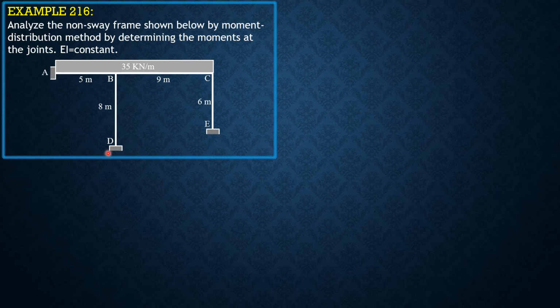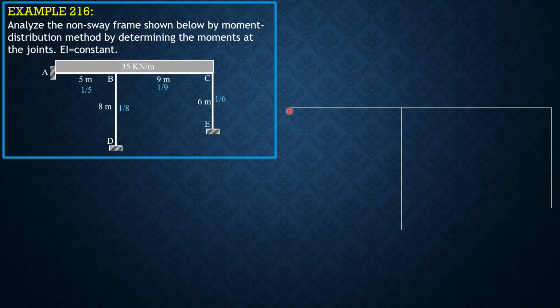So for this frame, the relative stiffness of AB is 1 over 5, because we expect moments at A and B. For BC, it's 1 over 9. For BD, it's 1 over 8. And 1 over 6 for CE. So let's have the figure and the tabulation. The distribution factor for AB is 0.